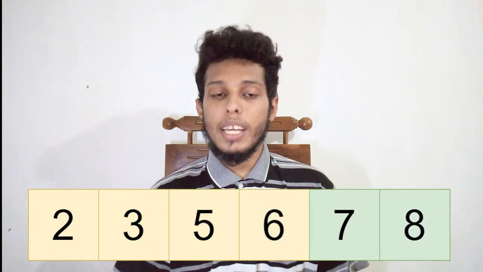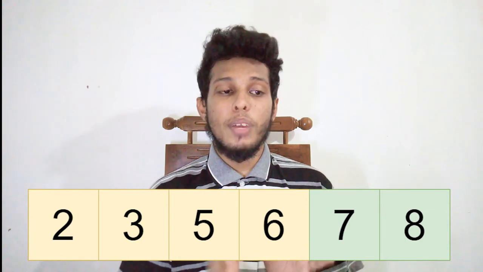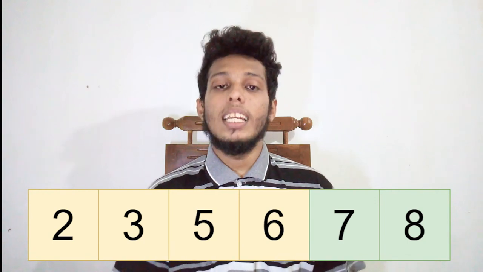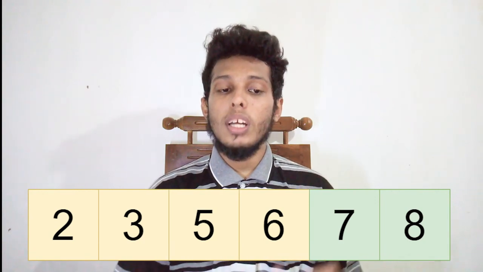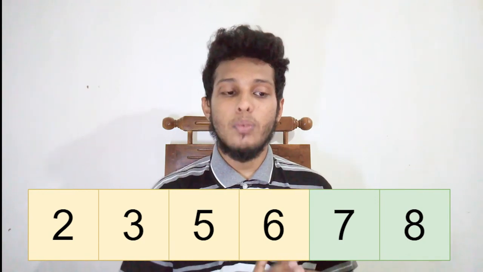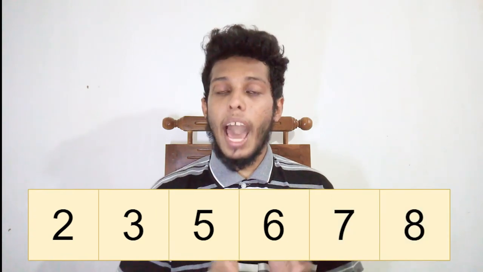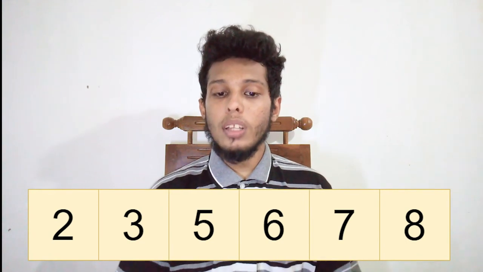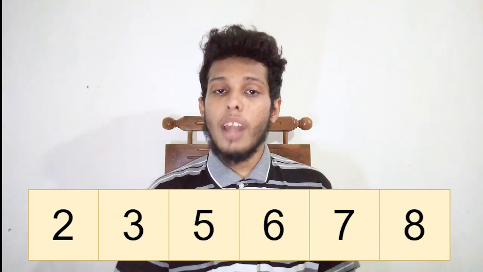Then finally we get 7 and 8. So we take 7 as the current minimum value and search. 7 is less than 8. Therefore, these values remain this way. And we can confirm that the array is sorted in ascending order because in the diagram all the elements are now yellow in color.